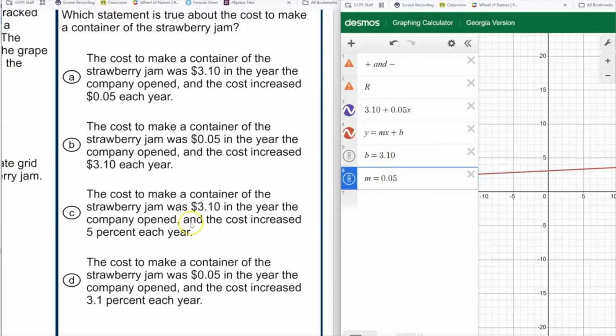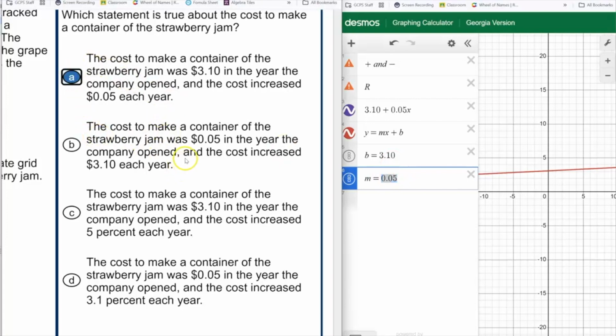Now I can read all this. So don't start reading until you identify, because you're going to get lost in your answer. So the cost to make the container of the strawberry jam was $3.10 in the year that it opened. So you're looking for my initial value. So what's my initial value? $3.10. So that's fine. The company opened and the cost increased by 0.05 each year. Is slope 0.05 each year? Yes, it is. So this is actually my answer.